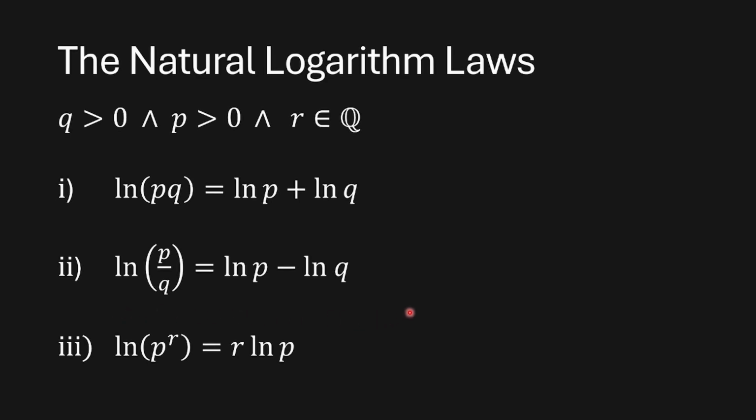Alright, now the natural logarithm laws. Note the conditions: q greater than 0 and p greater than 0, and r is a rational number. Point 1, ln of p times q is equal to ln of p plus ln of q. Point 2, ln of p over q is equal to ln of p minus ln of q. And point 3, ln of p to the rth power is equal to r times ln of p.